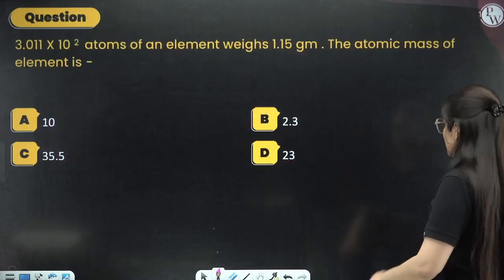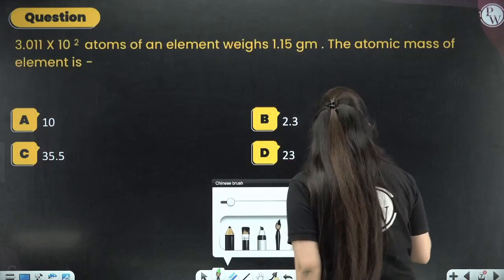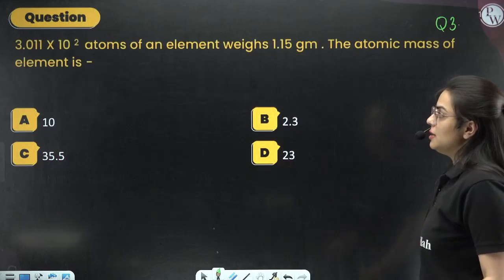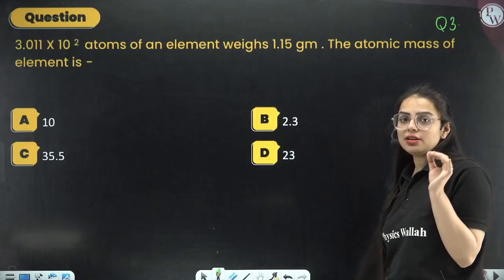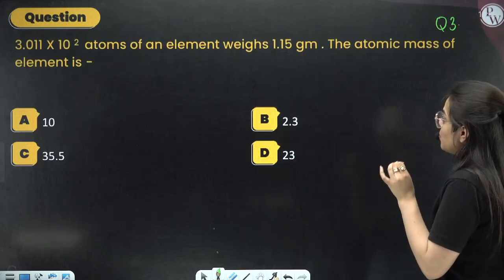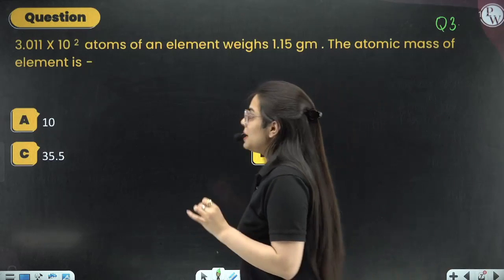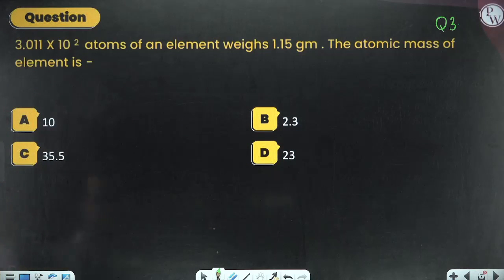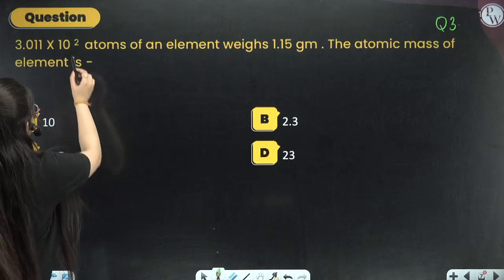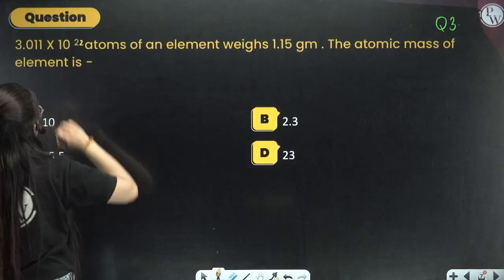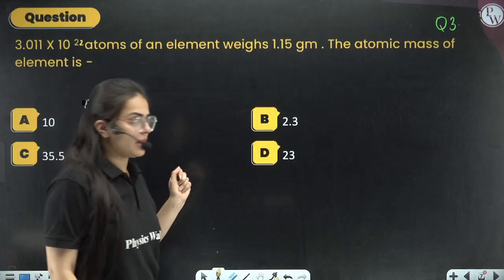Now yes, let us look at the third question, my dear students. What is the third question? 3.011 into 10 raised to the power 2 atoms of an element weighs 1.15 gram. The atomic mass of the element is, you need to tell the atomic mass for this particular element. Now let me tell you, here 22 will come. Kindly correct this. Here 22 will come. Yes, okay. 10 raised to the power 22 atoms.